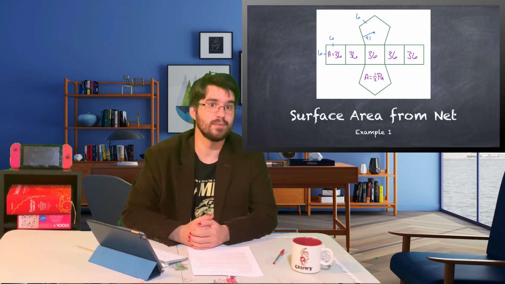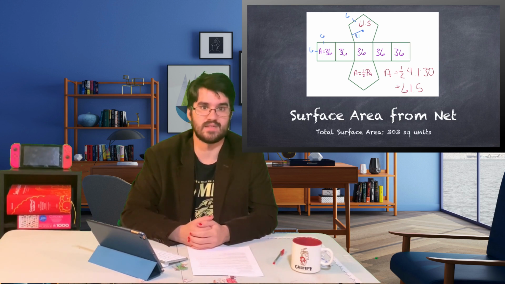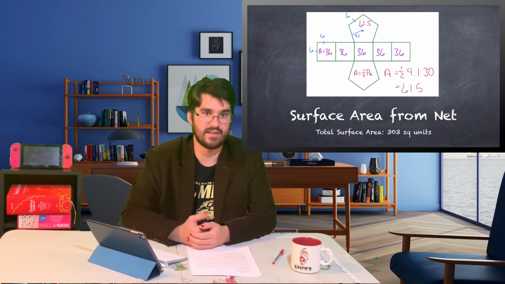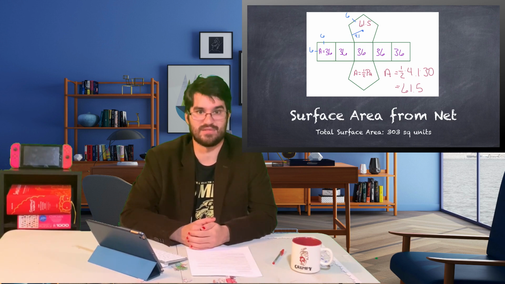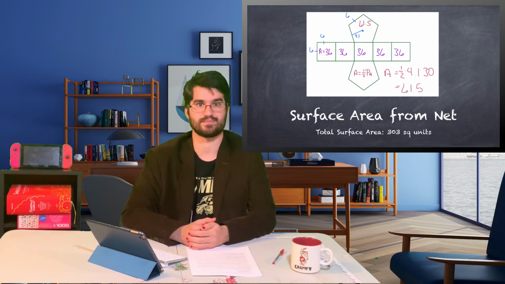For our pentagon, the perimeter is 30. There's 5 sides, each are 6 feet long. The apothem is 4.1 feet. So that means the area of our pentagon is 1/2 times 30 times 4.1, which is 61.5 square feet. Now to get the total surface area, all we've got to do is add up all of the areas. 36 plus 36 plus 36 plus 36 plus 36 plus 61.5 plus 61.5. And that will give us our total surface area of 303 square feet.